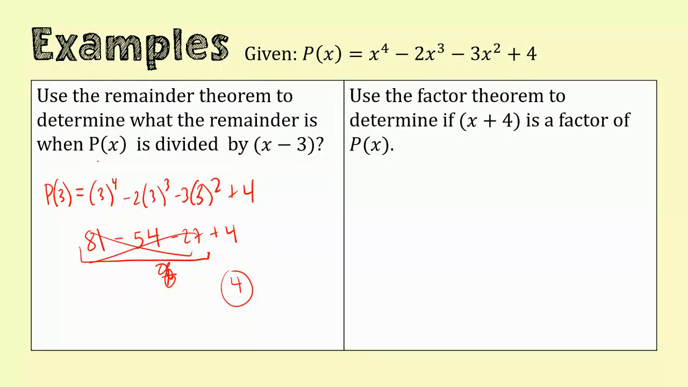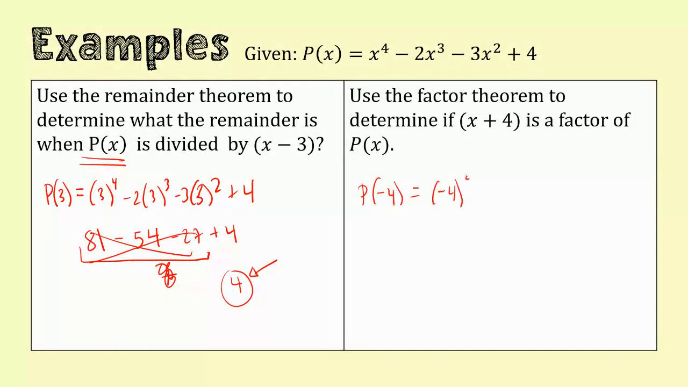So actually, I do know one of the points on p of x. I know the point 3, 4. But this isn't a factor, right? So my remainder, when p of x is divided by x minus 3, would be 4. Use the factor theorem to determine if x plus 4 is a factor. So I'm going to find p of negative 4 here.